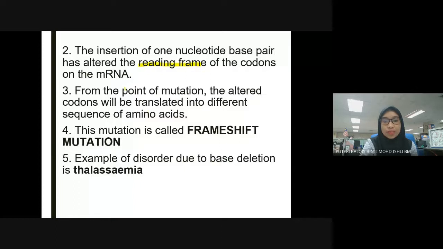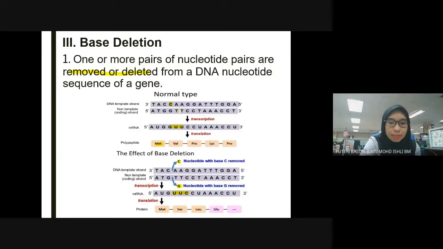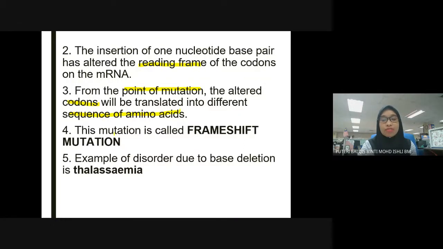So from the point of mutation, the altered codons will be translated into different sequences of amino acids. Maksudnya, start daripada point of mutation, codon akan jadi lain, amino acid akan jadi lain. Okay, itu maksud dia. Kalau kita tengok methionine stay sama. Start daripada berlakunya kat mana point mutation tu, dia akan baca lain. Amino acid pun akan baca lain. Okay, this mutation is called frame shift.